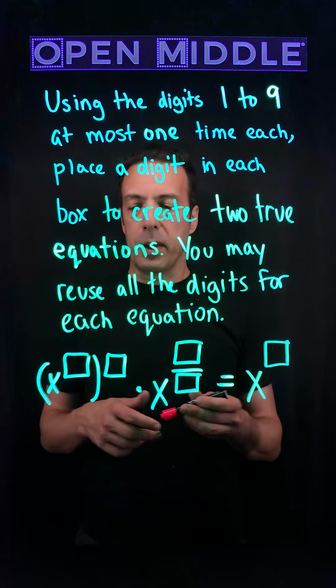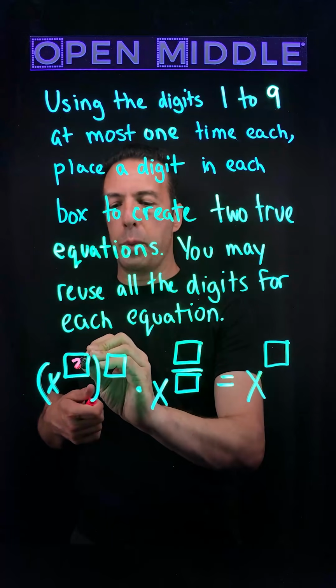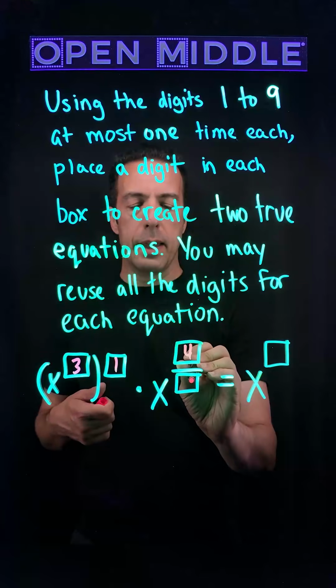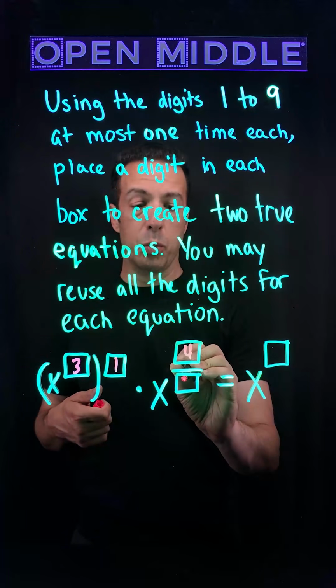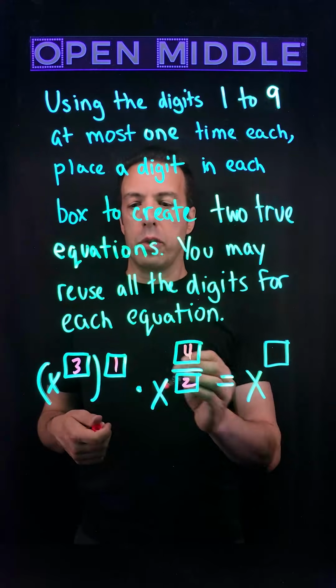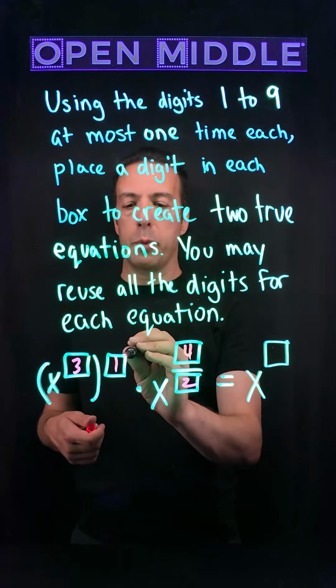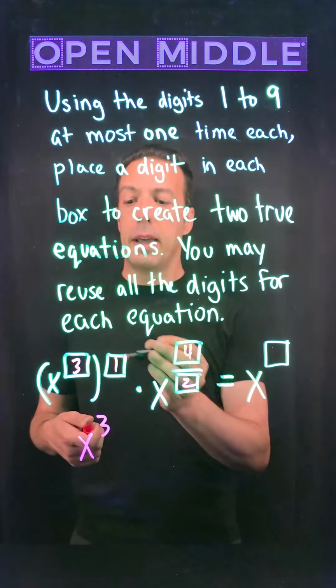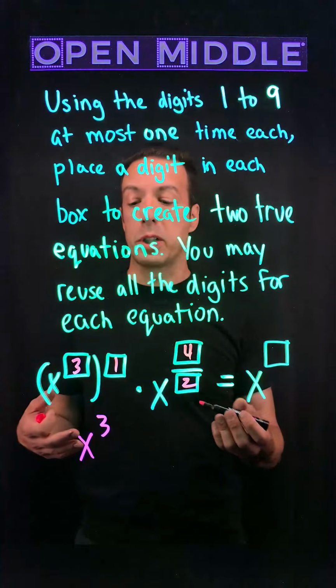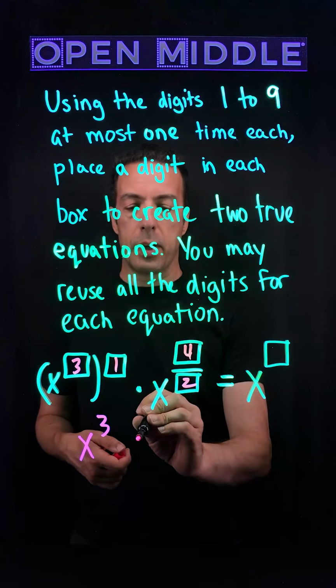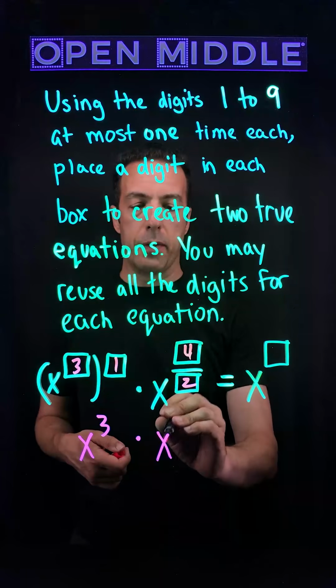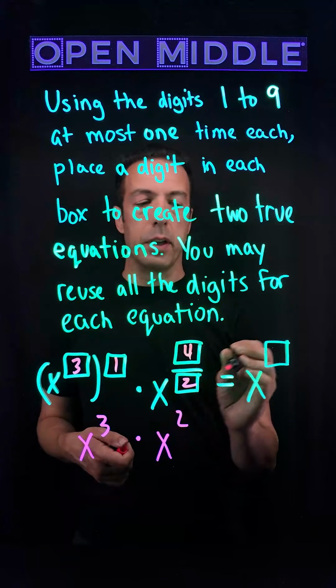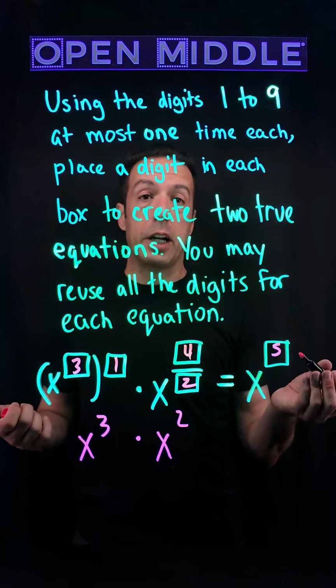So let's just pick some things here. We'll say let's pick a 3 and a 1 and a 4 and a 2. And what do we get? So here we have x to the third times x to the first power, which gives us x to the third power. And then times, and here we're subtracting, so we have x to the second power, and then that gives us x to the fifth power. So that actually does work in this case.